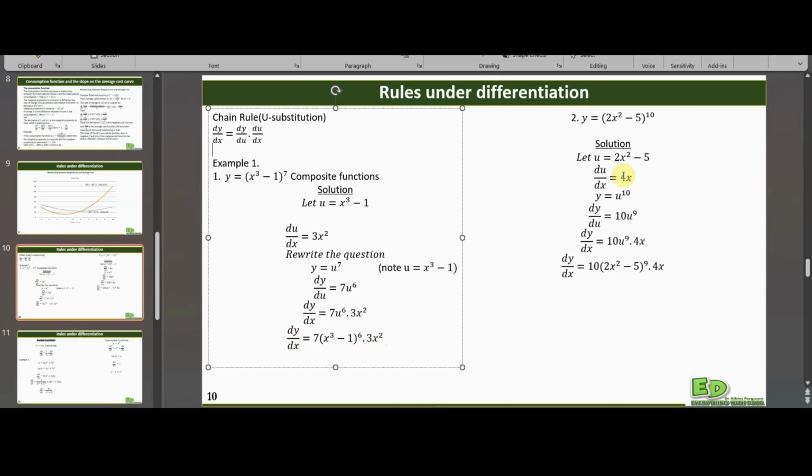Same applies to this. The same procedure. Let u be equal to what is in the bracket. Differentiate that function. Rewrite the function again. Y is equal to u to the power 10. Differentiate that as well. Substitute it back into the chain rule formula and you will have your final answer. Right.